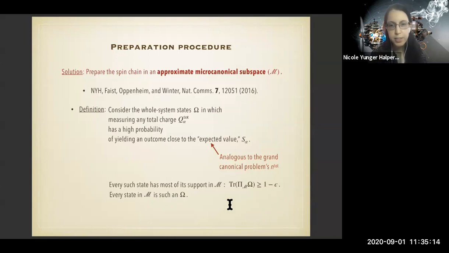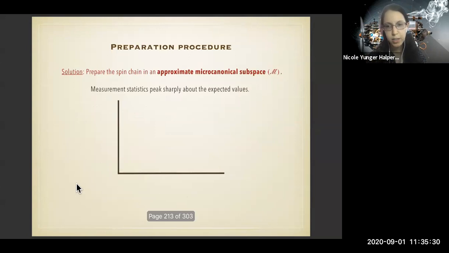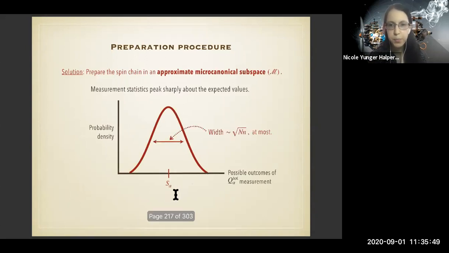Second, every state in the approximate microcanonical subspace has this property, which basically just means that every total charge has a pretty well-defined value. We can visualize that property. It means that measurement statistics peak about expected values. I'm going to draw a cartoon plot. Along the x-axis, I'll show the possible outcomes of a measurement of some global charge. Along the y-axis, I'll show the probability associated with getting a particular outcome. We need a peak about this expected value S sub alpha, and the peak should not be too wide.